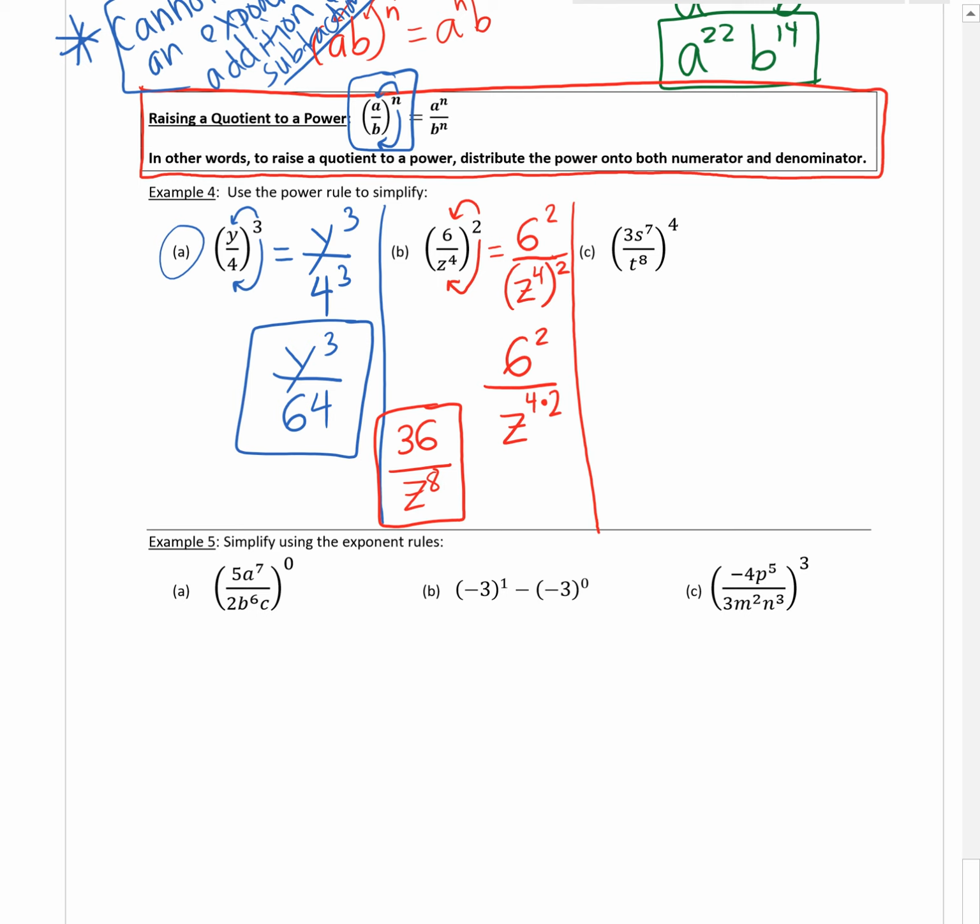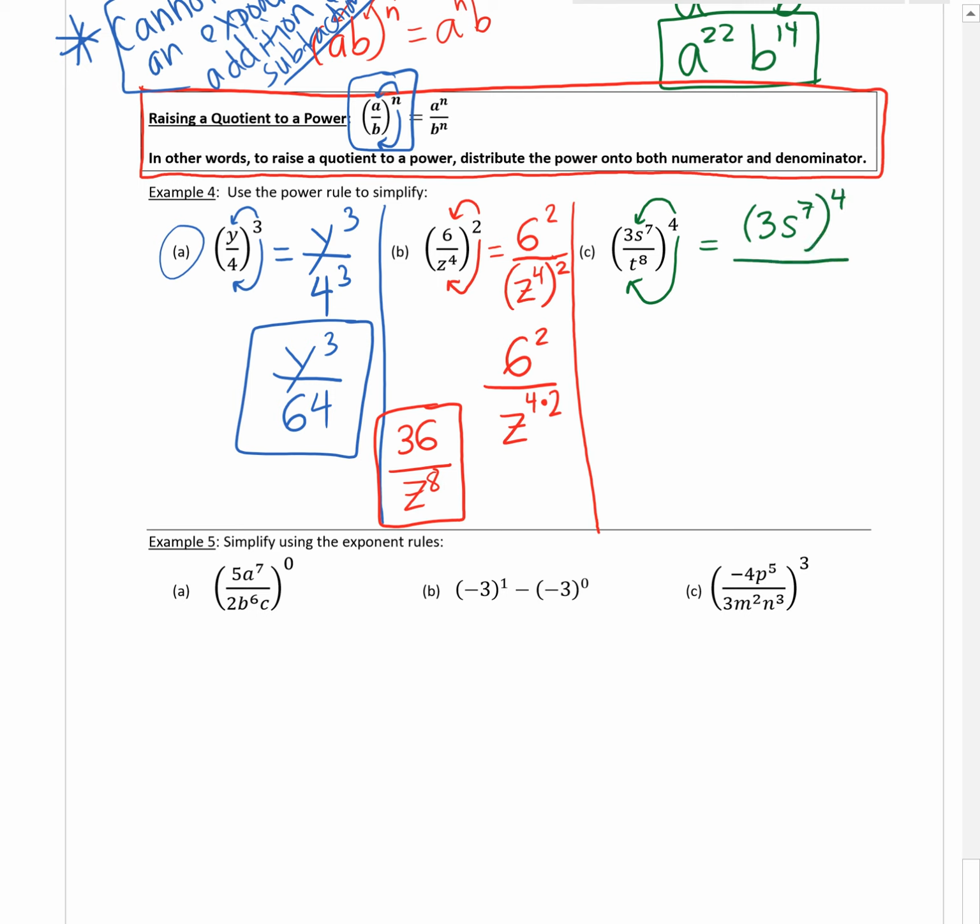Alright, so this rule is pretty good, not too crazy. Let's try this last one here. So I do see it's a fraction. It's 3s to the 7th, that's kind of a complicated numerator, over t to the 8th. That's kind of a complicated denominator. But the numerator is really complicated. But still, it's a fraction. So we can do like this rule tells us to do, distribute the power onto the numerator. But because the numerator is so complicated, I'm going to be careful and write it in parentheses. It's that whole thing to the fourth power.